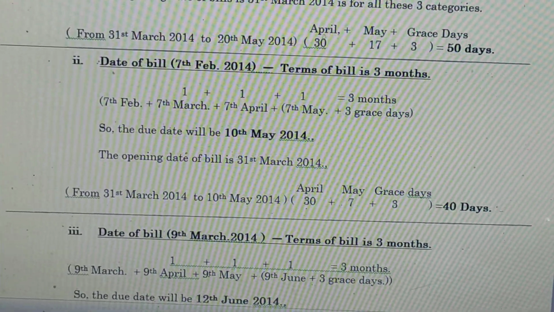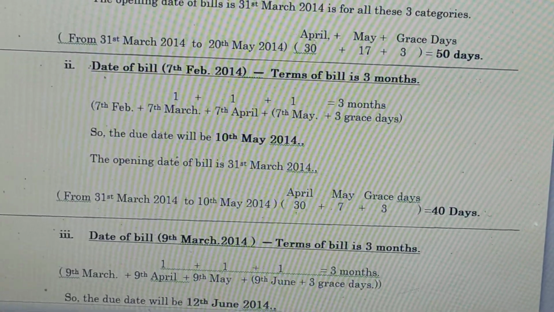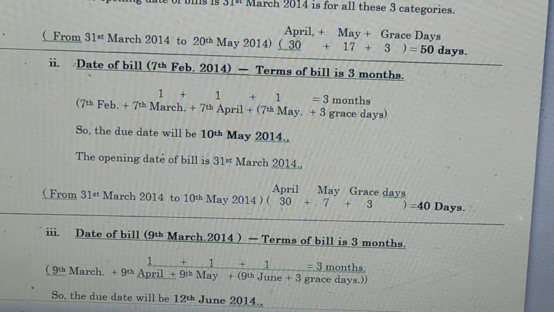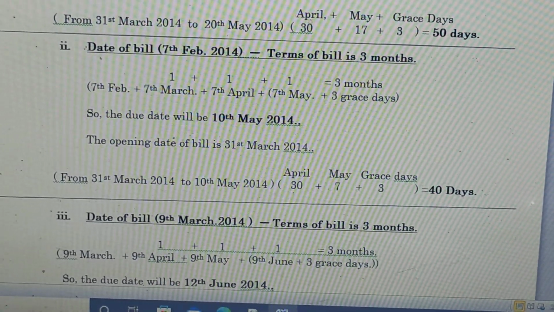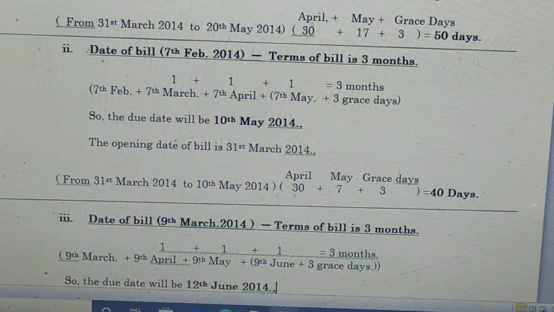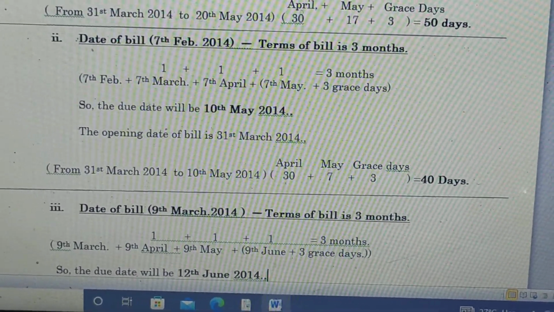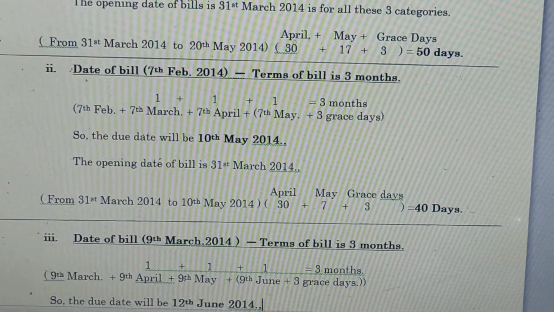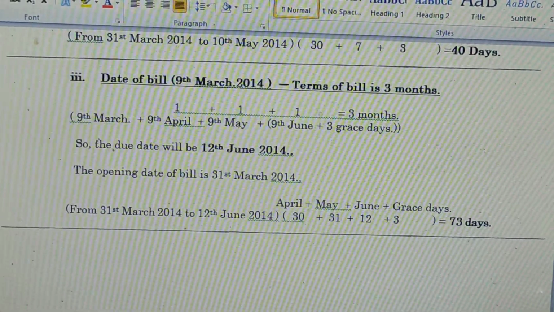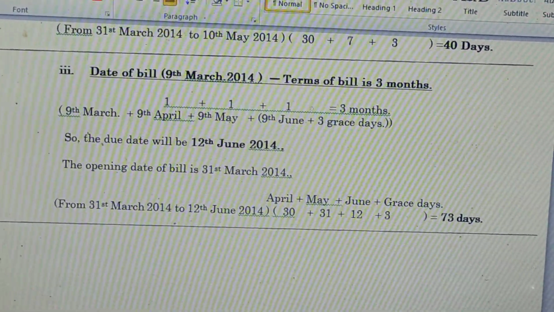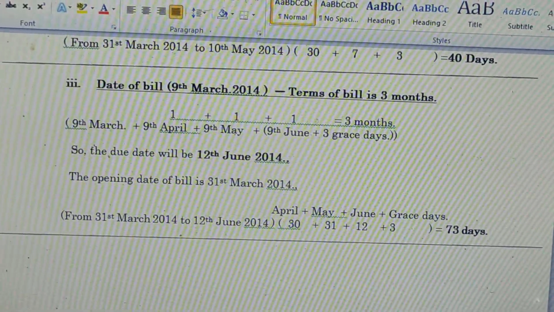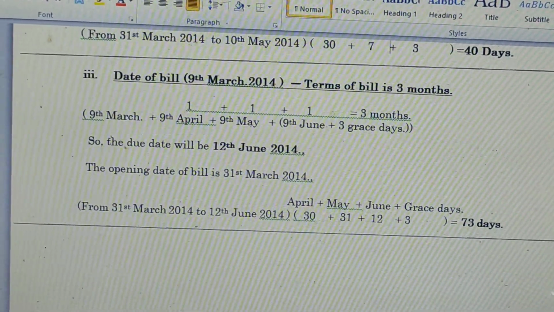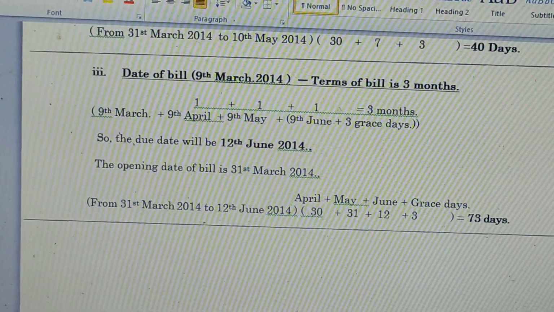The opening date of the bill is 31st March 2014. As I said earlier, we do not take the bill's created date. We take only the accounts closing date or balance sheet date. From 31st March 2014 to 10th May 2014, in April 30 days, May 7 days, and 3 days as grace days. So the total is 40 days. And the third category: the bill was created on 9th March 2014 and the time period is 3 months. So 9th March, 9th April, 9th May, 9th June plus 3 days as grace days. So the due date will be 12th June 2014 including grace days.